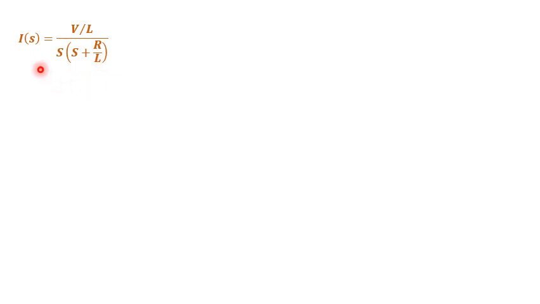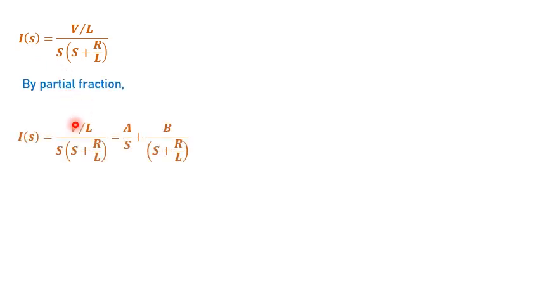Now we take the help of partial fractions. So this can be written as A by s plus B by (s plus R by L), from which we need to find the values of A and B. Hope you have already done all these things in your maths subject.